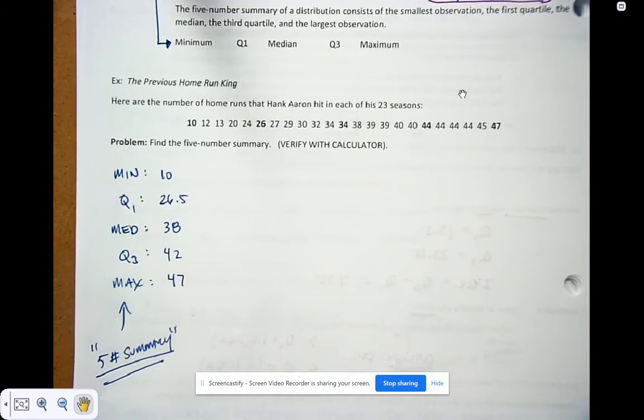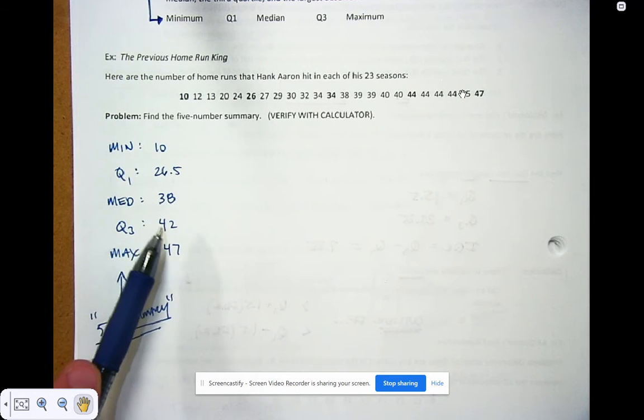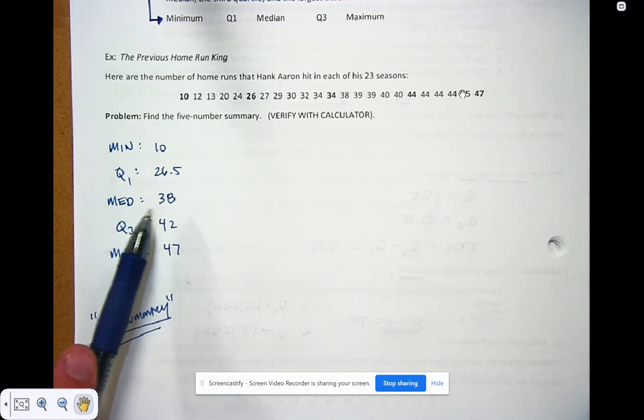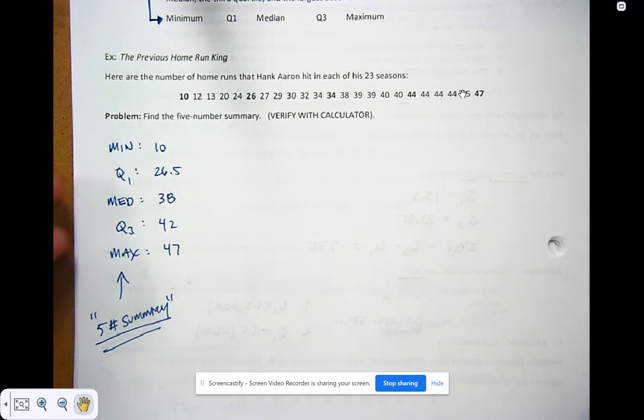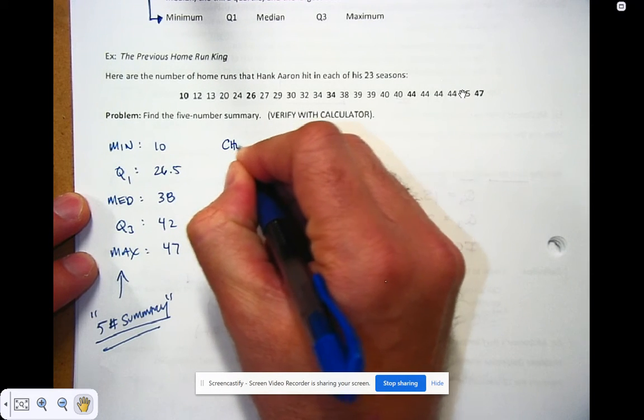The 5-number summary is really helpful because now I can use those numbers to verify mathematically whether or not there are any outliers. So I think it's worth checking for outliers again. So let's check for outliers.